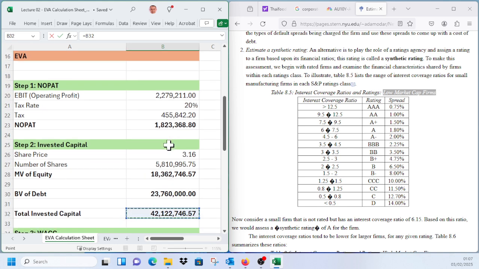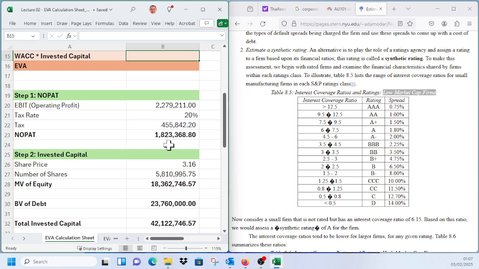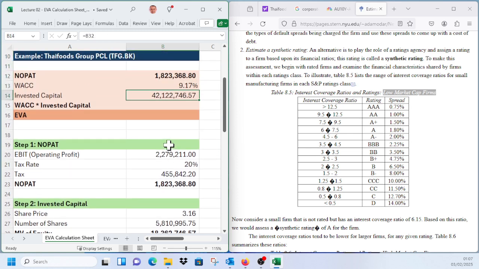The invested capital, we can again borrow from down here. The total invested capital was roughly 42 billion. And now we can calculate WACC times the invested capital. And that gives us a total cost, an absolute amount of that capital of 3.8 billion.